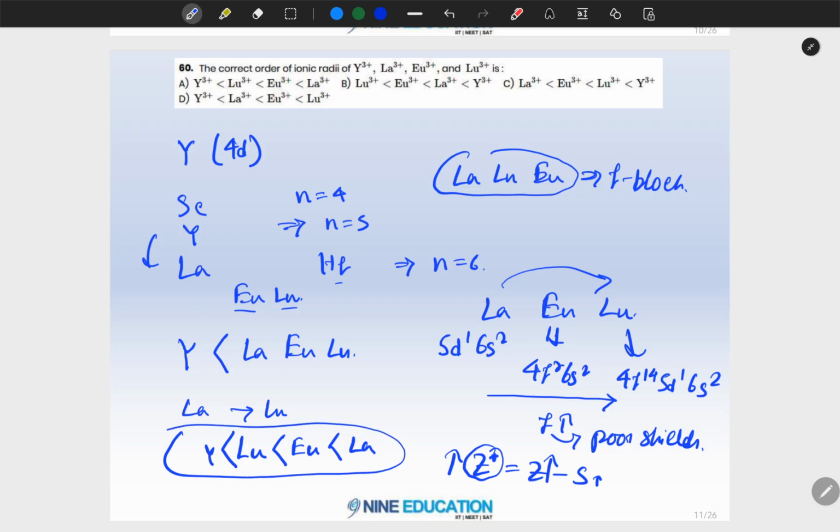So this is the order of covalent radius, and here we have to find the ionic radii. Since they have the same charge, their ionic radii will follow the same order. Yttrium has the smallest size, after that lutetium because of its very high value of Z star, after that europium, and lanthanum 3 plus will be the largest ion here. Let's proceed to the next question.